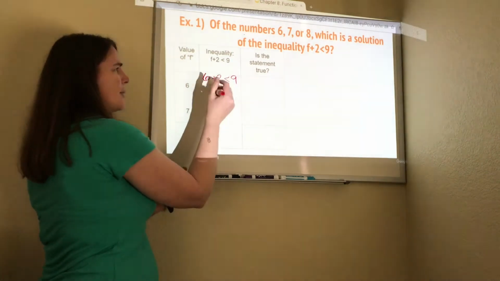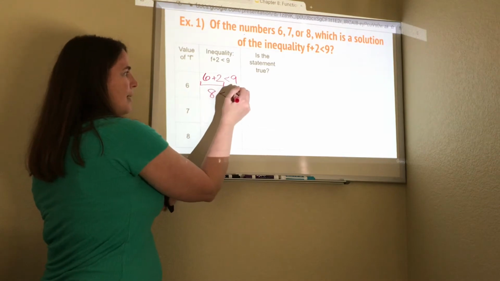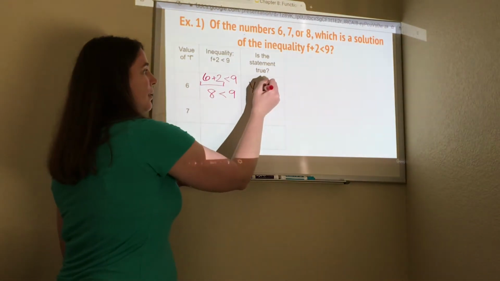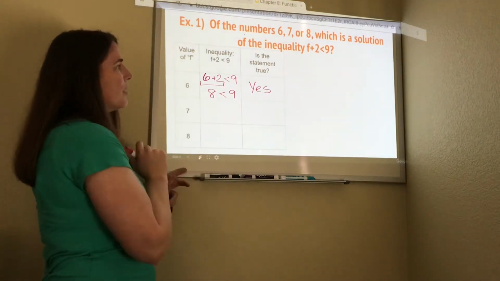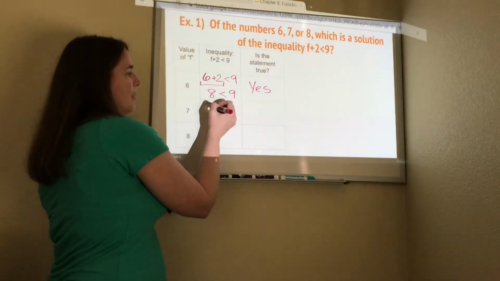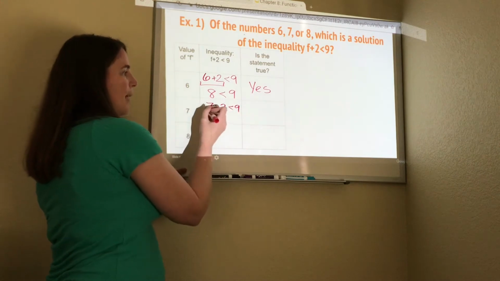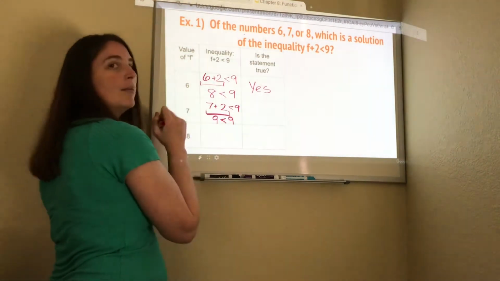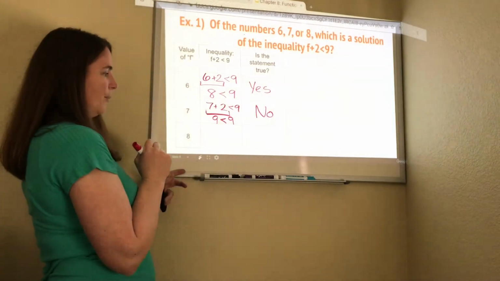What is 6 plus 2? 8. 8 is less than or equal to 9. Is that a true statement? Yes. All right, let's look at 7. If I put 7 plus 2, what is 7 plus 2? That's 9. Is 9 less than or equal to 9? Yes, so the statement is true.